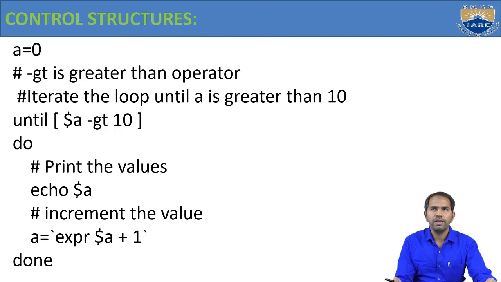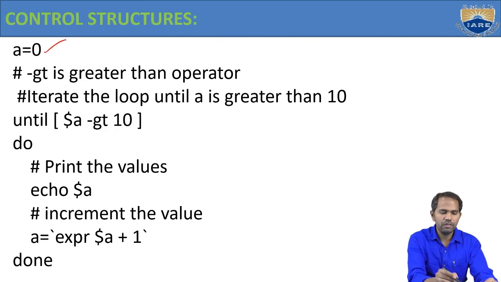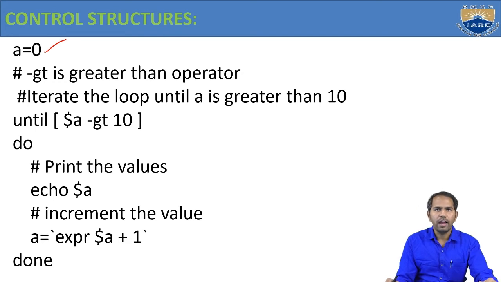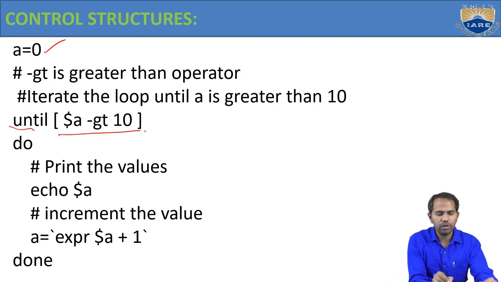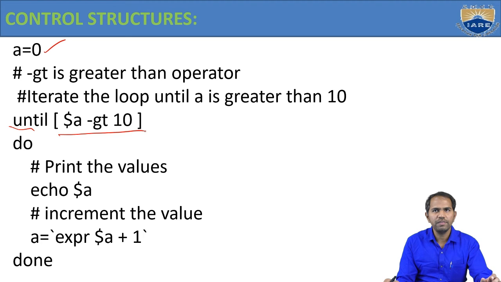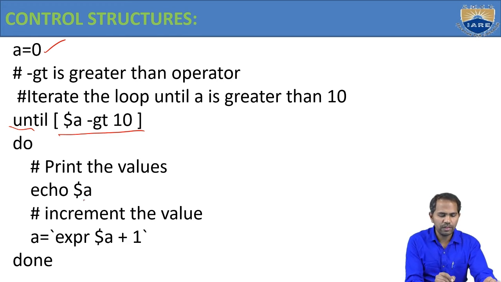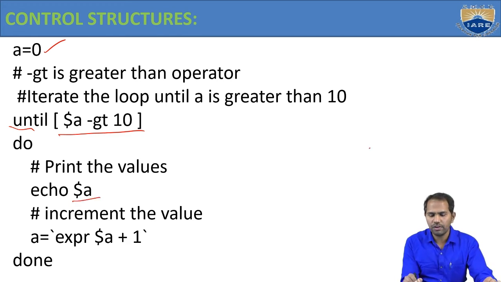Now see the example here. I'm taking the value of a as 0. I use the keyword until followed by the command $a. I'm taking a value as 0, that is the initialization. So $a, which has the value 0, minus GT, that is greater than. Now I am checking whether a, which is 0, is greater than 10. So the condition failed. Do, it prints the value. First it prints the a value, 0.